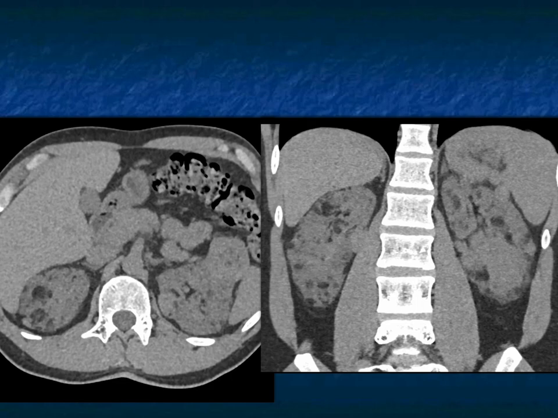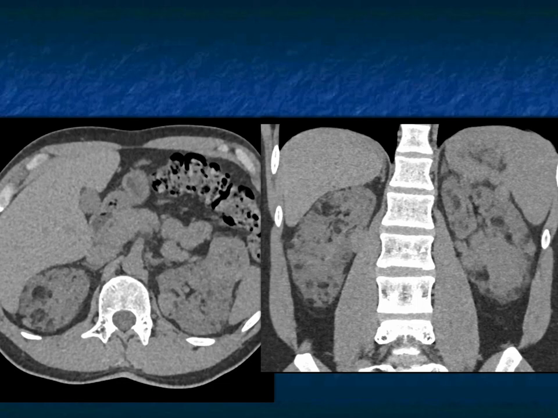Remember, one of the more common solitary lesions that are resected and are worrisome for tumors is an angiomyolipoma with minimal fat. So in this case, particularly well shown in the coronals, we see multiple tumors in the kidneys with fat consistent with multiple angiomyolipomas.